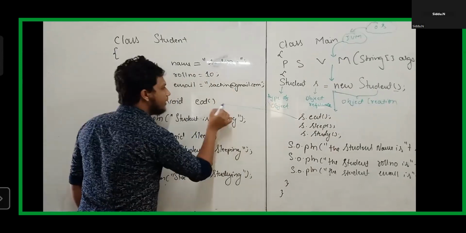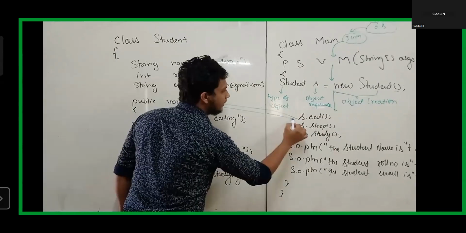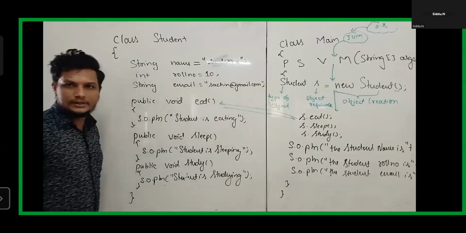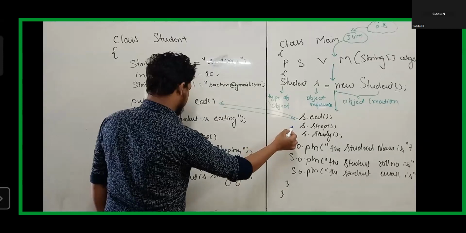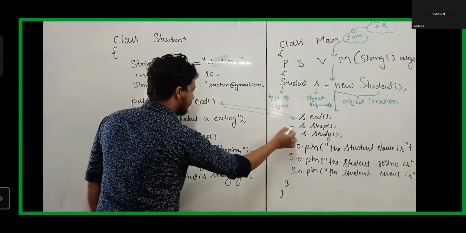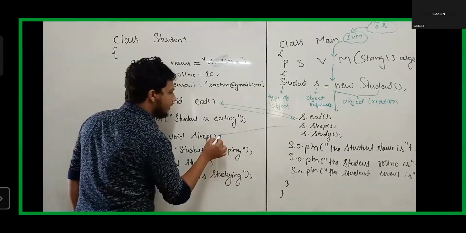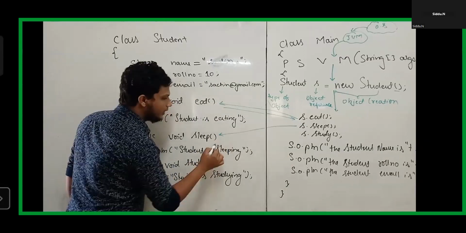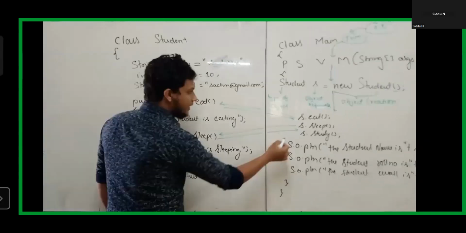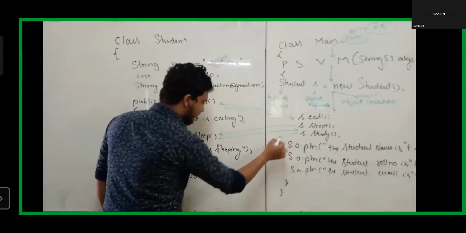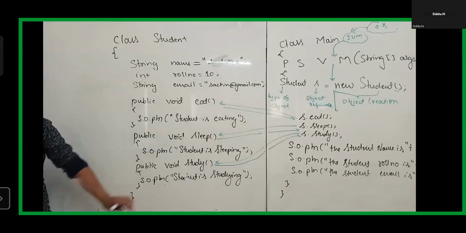Next, when I call the second method, it will come here, execute this method, and come back to the same place. Next, it will come back to this place, execute this method, and go back to the same place. Clear? Is it clear? Online, is it clear? In the classroom, still I'm explaining.